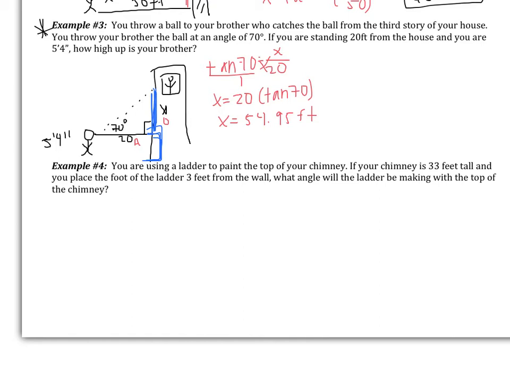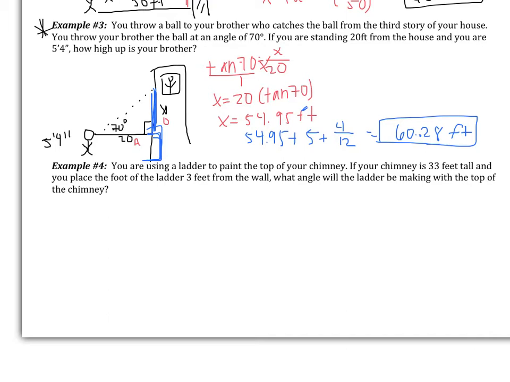So I'm going to take 54.95 and I need to add 5 feet 4 inches. Oh, I'm sorry. This should be in feet. Okay, so 5 feet 4 inches, that needs to be in feet. So that's 5 feet. 4 inches is 4 out of 12 feet. If there's 12 inches in a foot, 4 out of 12 will tell us how many feet we have if we have 4 inches. When I add all that together, I get 60.28 feet.